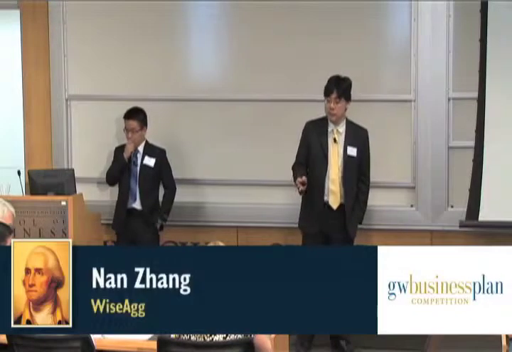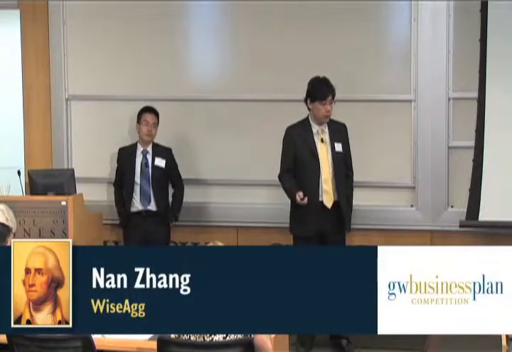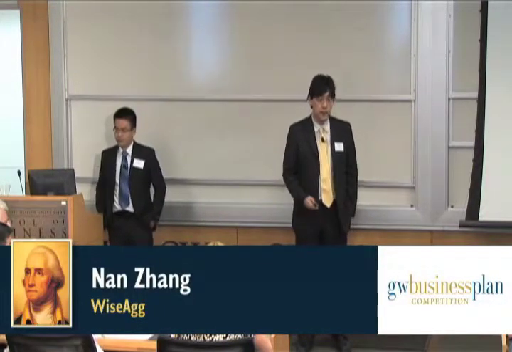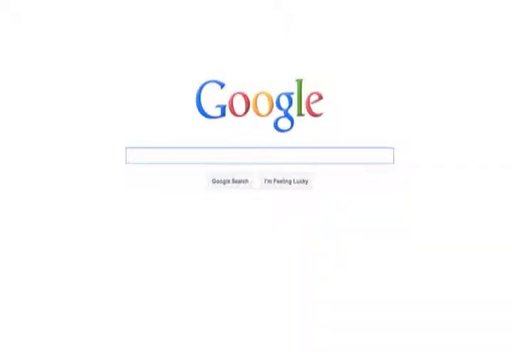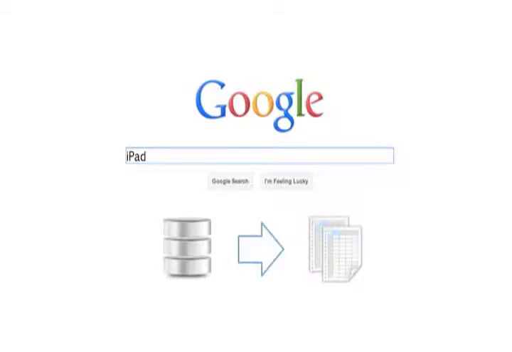What exactly do we mean by that? So we all know Google. This is Google's interface. You go there, enter a keyword, for example, a product name. What Google will do is to go to its backend database, search it, and return you a few documents.